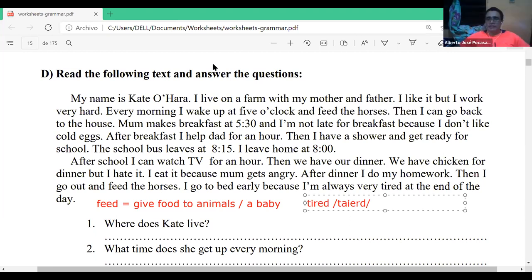Teacher, why is it "feed the horse," and not "feed to the horse"? Oh, because it's not necessary in this case to use the preposition. Actually, if you use it, grammatically it's not correct. So you feed a horse, you feed a baby, you feed your child, okay? But you never say, I feed to my baby, I feed to the horse. We never use the preposition to. Thank you.